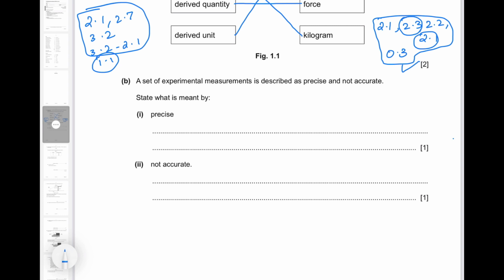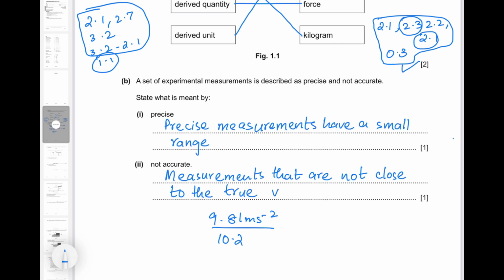Accurate measurements would be the measurements of a quantity when the result of measurement is as close as possible to the true value. For example, experimental value of acceleration due to free fall as 9.81 meters per second squared is accurate, whereas if you were to get a result as 10.2, that would be less accurate because it's farther away from the true value than 9.81.